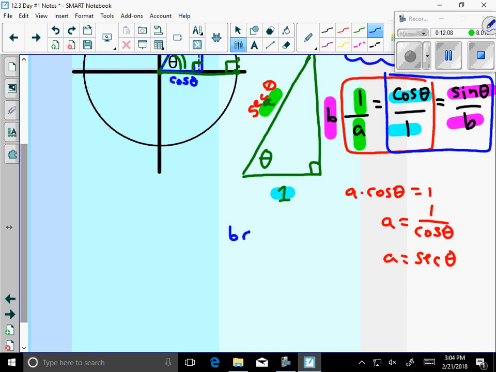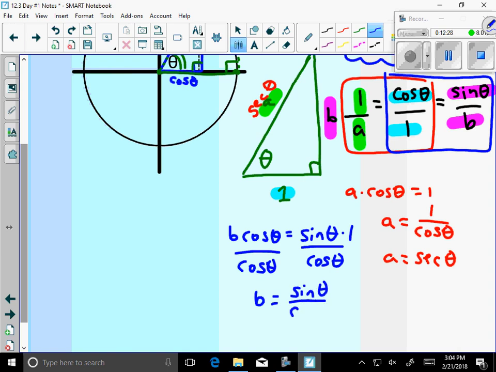B cosine of theta equals sine of theta times 1. I'm going to divide both sides by cosine theta. My goal is to isolate B. So it looks like B equals sine theta over cosine theta, which means that B equals tangent of theta. Tangent of theta. There we go.